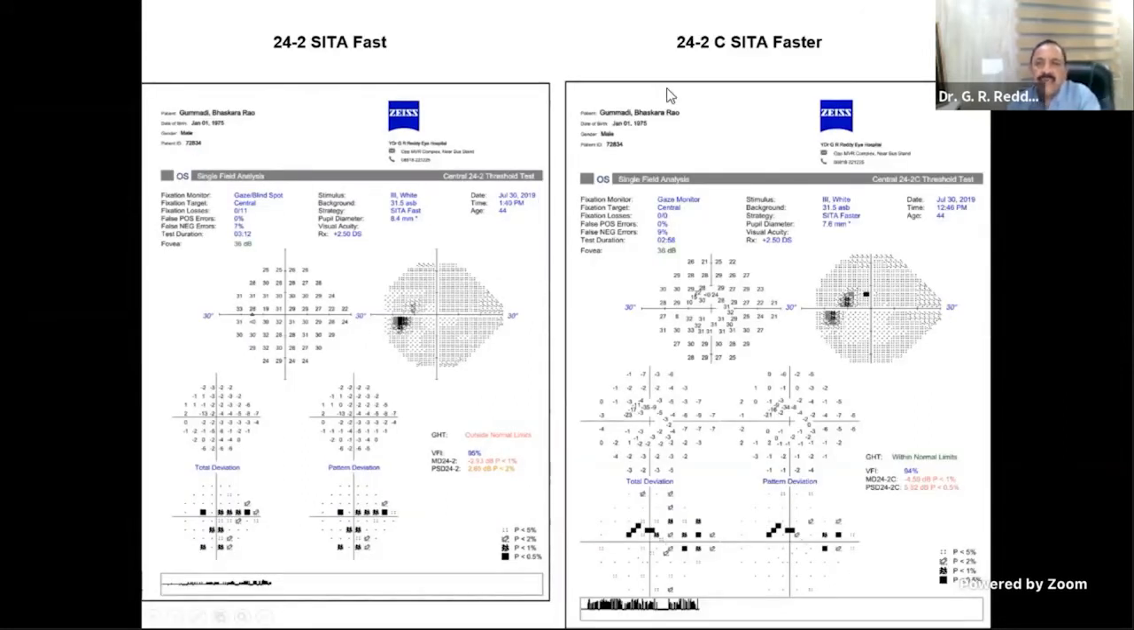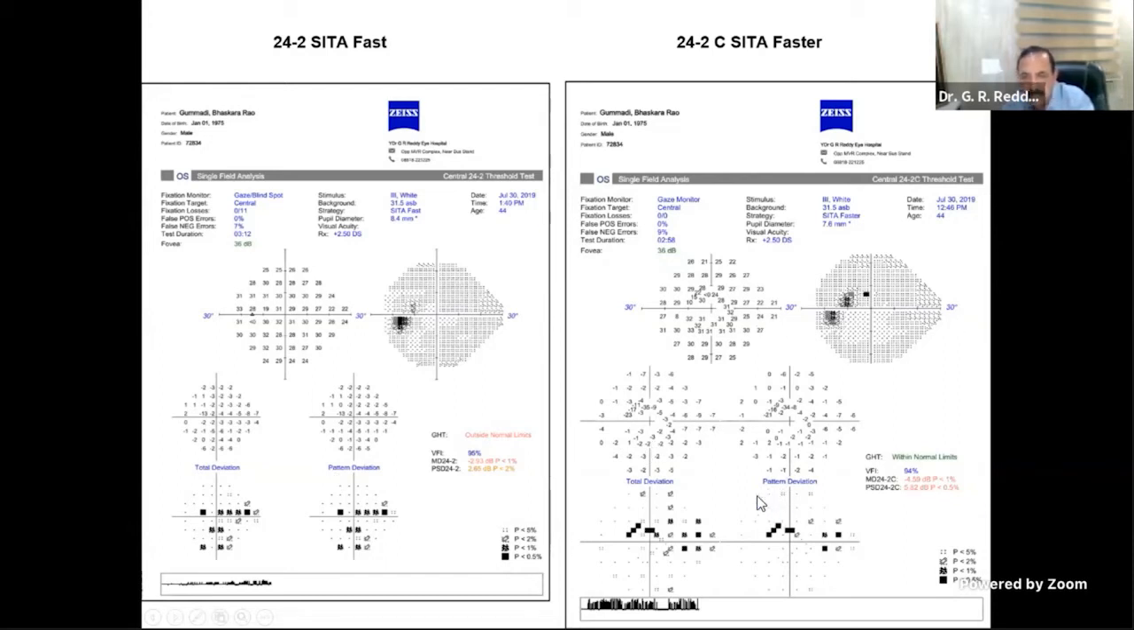This is actually the 24-2 Sita faster. I told you the 10 points are added within the 10. This is actually the same patient done with 24-2 Sita fast. And you see, we are appreciating this one. And 24-2 Sita faster saves 30% of the time, and the scotoma is better appreciated. Sometimes we may miss this one, and when this is there, you should ask for 10-2.